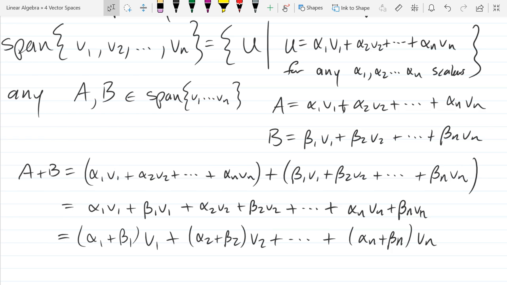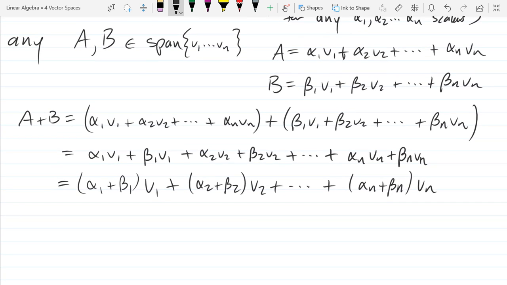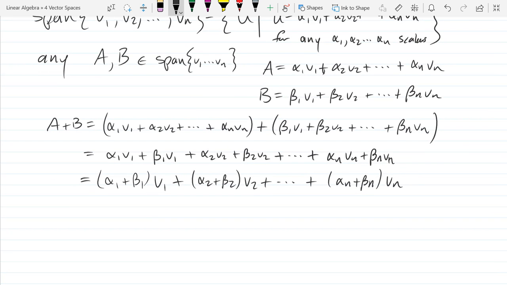This is the exact form we want. It's scalar times vector 1 plus scalar times vector 2 plus, etc., scalar times the last vector. So this is the exact correct form, so this has to be in the span. So that's in the span, and that was property 1.